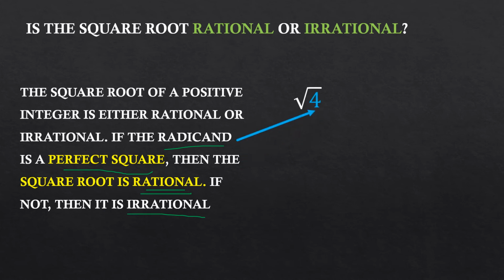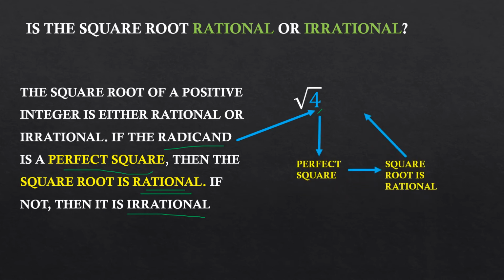For example, square root of 4. So we have here the radicand 4. And as we know, 4 is a perfect square. Therefore, the square root of this is rational, which is positive 2. As long as the radicand is a perfect square, the answer is rational.